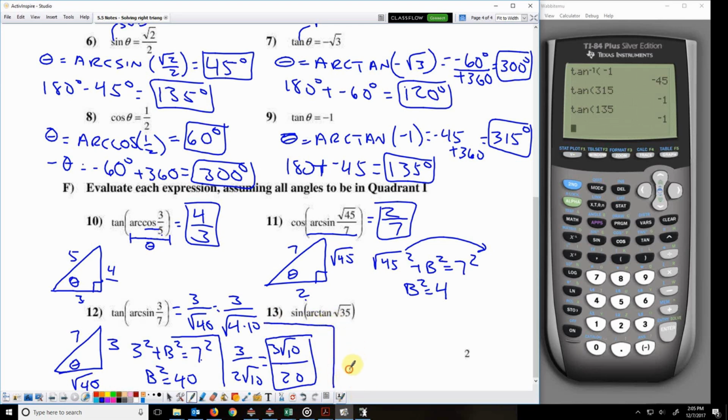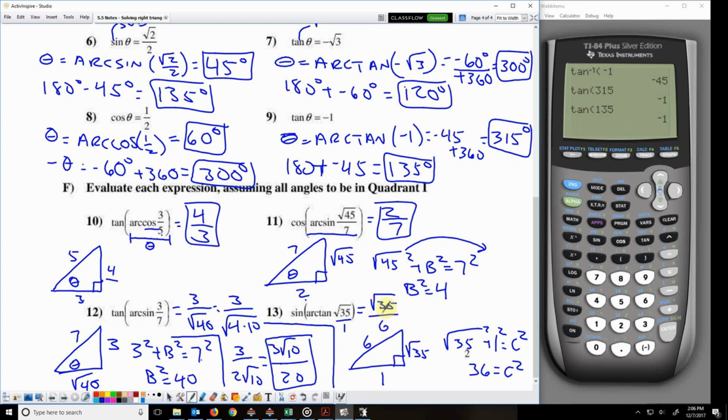And then theta here is represented by arctangent, root 35 over 1. I need sine, so there's my opposite over adjacent. I need sine, which is opposite over hypotenuse. Square root of 35 squared plus 1 squared equals c squared. That's 35 plus 1, or 36. Square root of 36 is 6. Sine is opposite over hypotenuse, so that will be the square root of 35 over 6.